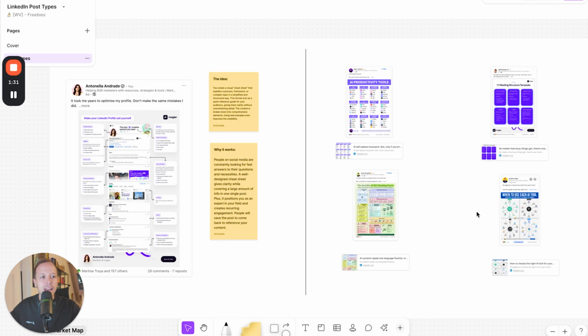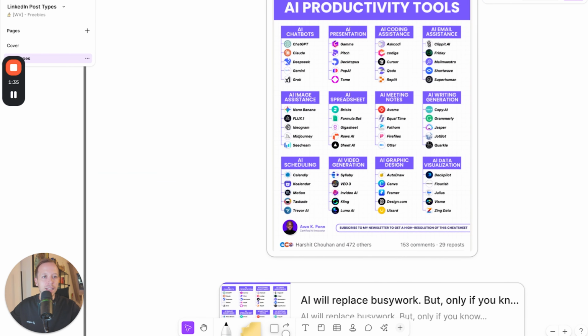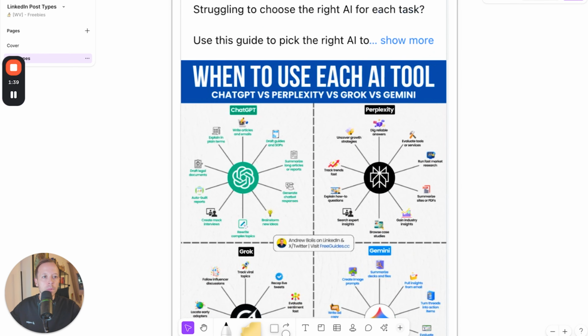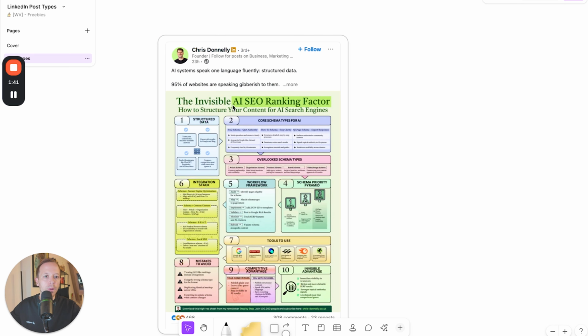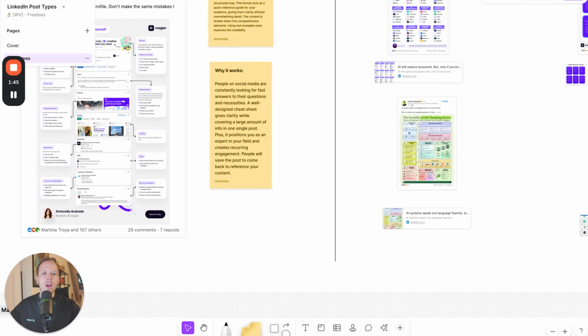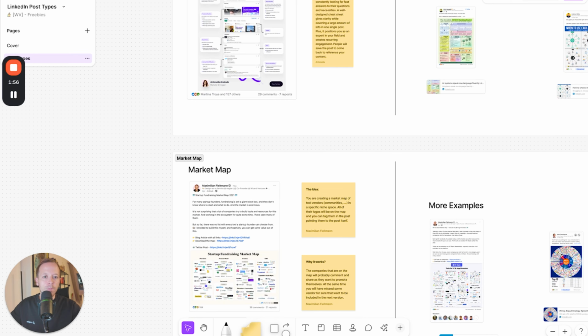And cheat sheets can have different forms. I already showed you this one, but this can also be a list of tools, or this can be, I don't know, for example, SEO ranking factors. You get the idea. So basically getting the information into a comprehensive form, and this should specifically be also in your field of expertise, because then people will actually follow you.